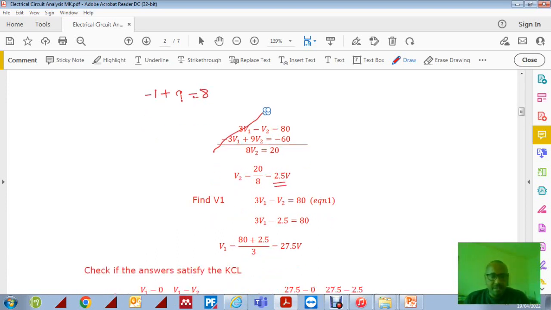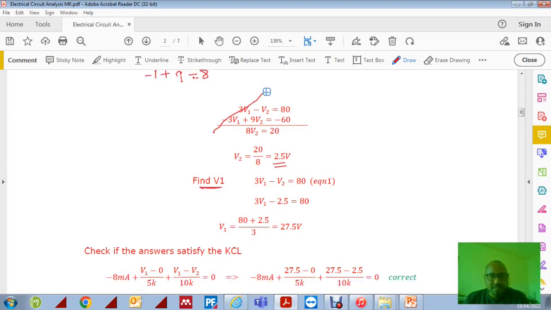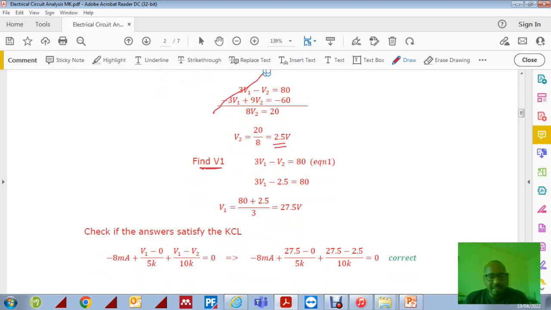And then to find v1, we can use either equation 1 or equation 2. So we can just substitute the v2. 3v1 minus v2 equals 80, that's from equation 1, for instance. So v1 will be 80 plus 2.5, divided by 3, to make v1 the subject. And then v1 will be 27.5.